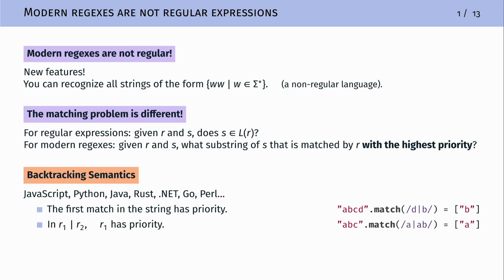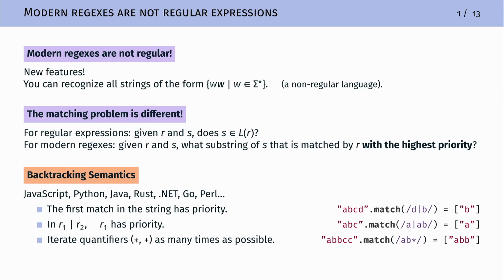But also, disjunction is no longer commutative because we're going to try the first branch first, meaning that R1 has priority in that example. And so if I'm trying to match A or AB on the string ABC, I'm not going to return the longest match, I'm going to return just A. And finally, whenever we have quantifiers like the star or the plus, the priority should be to try and iterate them as many times as possible. Meaning that in that example, of course, B star is going to match all of the Bs.